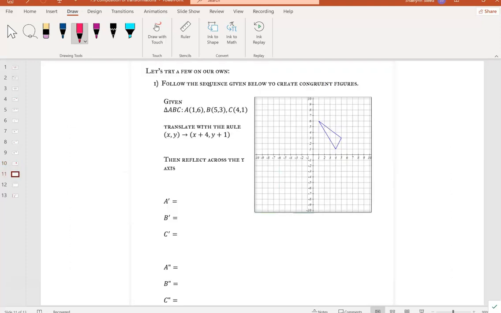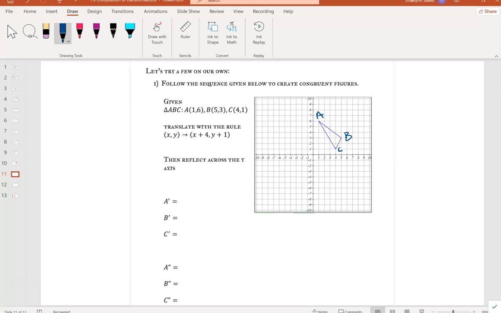So now let's practice doing compositions in order. So first, we're given our triangle. Fabulous. Let's go ahead and label our points A, B, and C. So A is going to be 1, 6. B is going to be 5, 3. And C is going to be 4, 1.